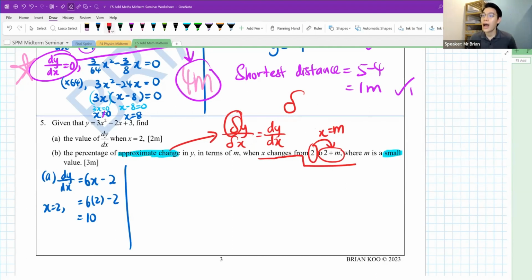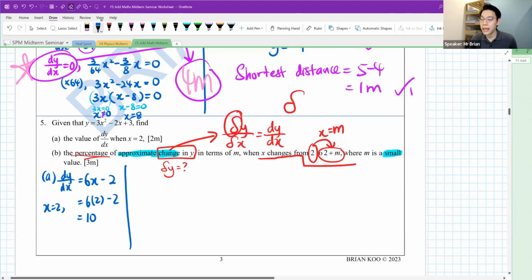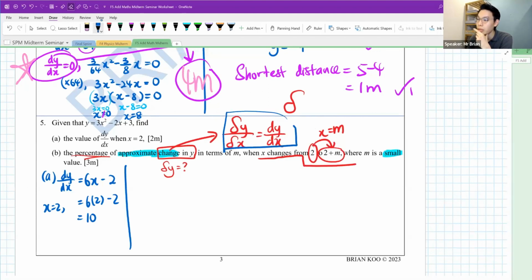Question is looking for how much the y has changed. But they ask in percentage. Okay, so later we think of how to do the percentage. But right now, you see, I'm looking at this formula that I know I must use. I want to find delta y. Delta x I got. Dy dx I think I also have. I can use this value of 10. Okay, I can use this value of 10. Let me tell you why.